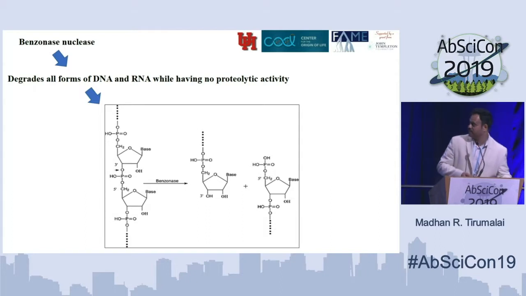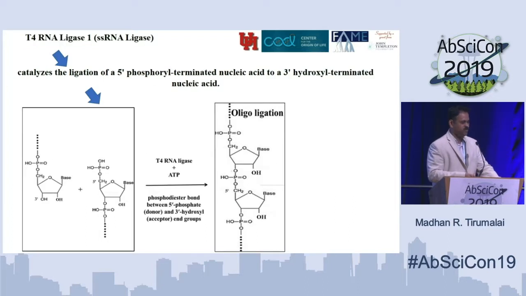We used two enzymes. One of them is the nuclease, a benzonase nuclease, which degrades all kinds of nucleic acids while having absolutely zero proteolytic activity. And when it does the degradation, it creates a 5' phosphate and 3' OH in the degraded product, which is perfect as a substrate for the following enzyme, which is a T4 RNA ligase 1, which catalyzes the ligation of these two products with the help of ATP.